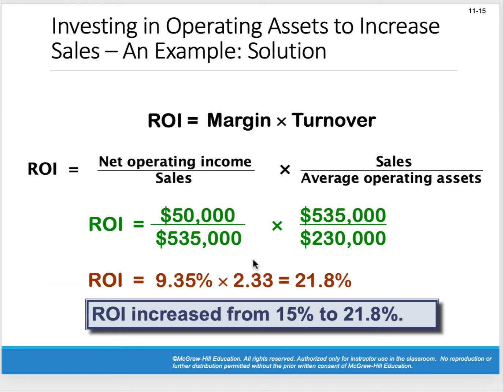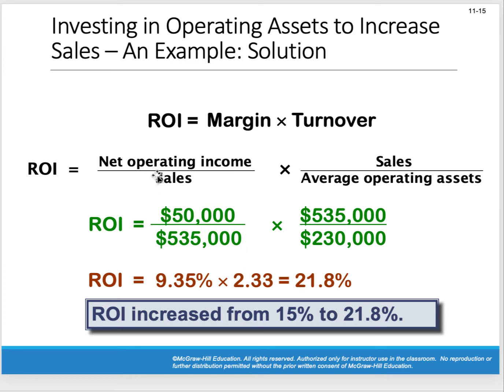Well, again, we're going to break it down into its pieces, right? I know someone's going to ask, why do we have to break it down into its pieces? Why can't we just calculate it the regular way? Because we get more information by breaking it down into its parts. We see what its margin is, what the turnover is, and how those are impacted, right?